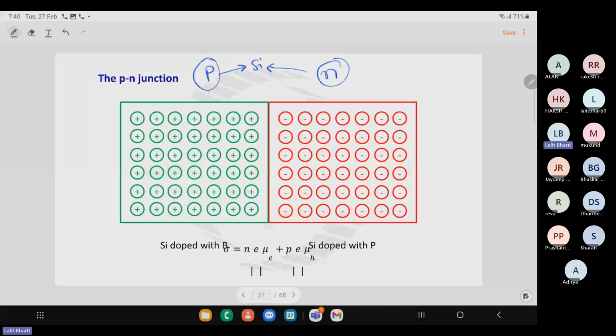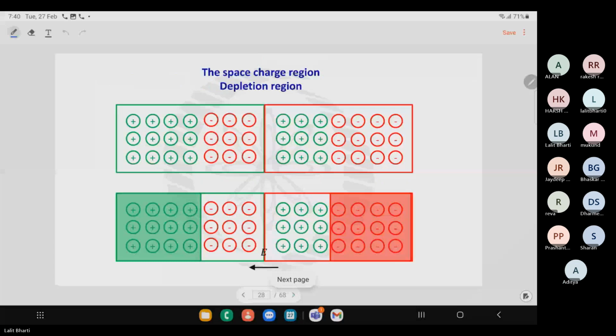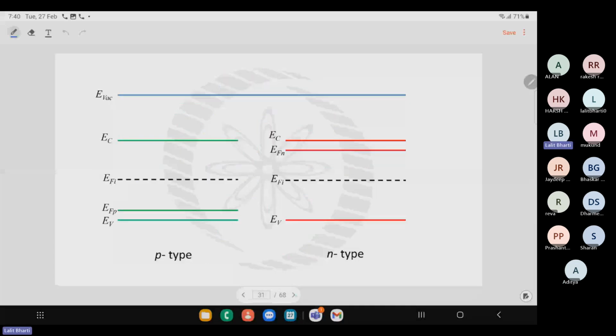Again, these are slides, and one main phenomenon is band bending.